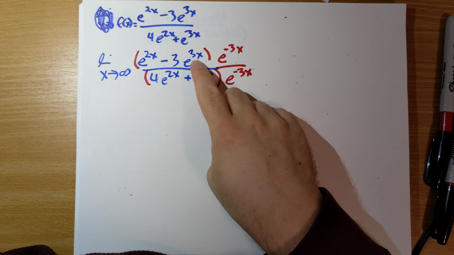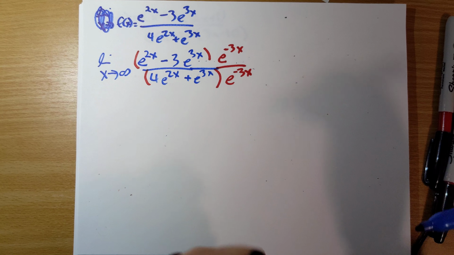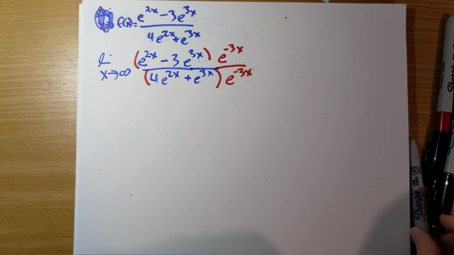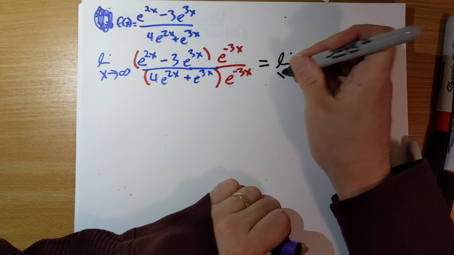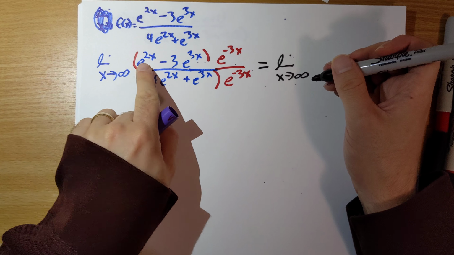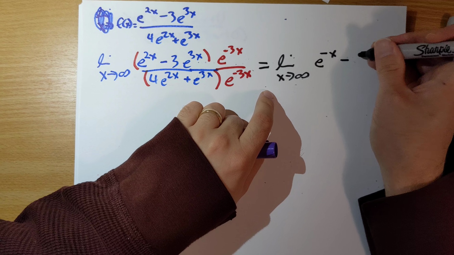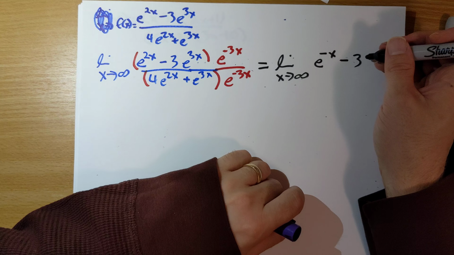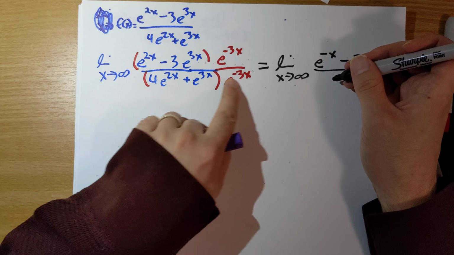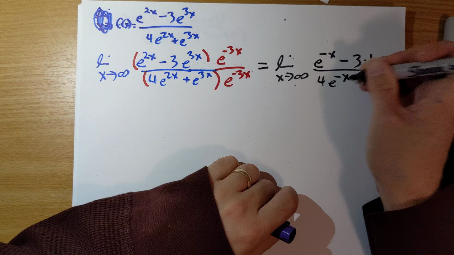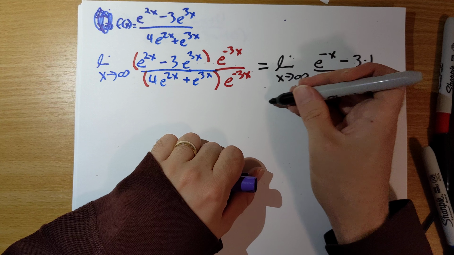Why did I choose this? E to the negative 3x will cancel out the e to the 3x, and e to the 3x is the highest power of x here. And so when we crunch this out, we get the limit as x goes to infinity. E to the 2x times e to the negative 3x is e to the negative x, minus 3 e to the 3x times e to the negative 3x is just 1. Over 4e to the 2x times e to the negative 3x is 4e to the negative x, plus e to the 3x times e to the negative 3x is just 1.